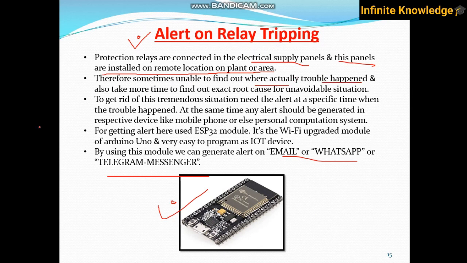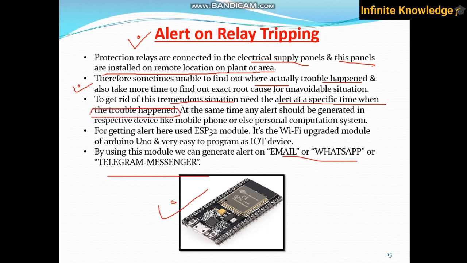Whenever a number of relays are connected in the system, you cannot even distinguish which relay has tripped. So if you install this system, all the relays have a specific number, so you can easily identify which relay got tripped, and you can easily resolve the problem in minimum time. This is a very important feature of this IoT device and IoT simulation, to get rid of the troublesome situation at a specific time when trouble happens.